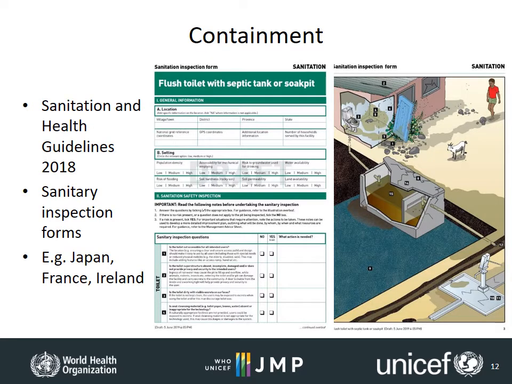Where available, the JMP collects data on whether sanitation facilities are effectively containing and treating waste. The WHO Sanitation and Health Guidelines include detailed sanitary inspection forms for different types of facilities. Countries like Japan, France, and Ireland conduct periodic surveys to assess whether on-site sanitation facilities meet basic design standards and whether they are functioning properly or presenting a risk to human health.